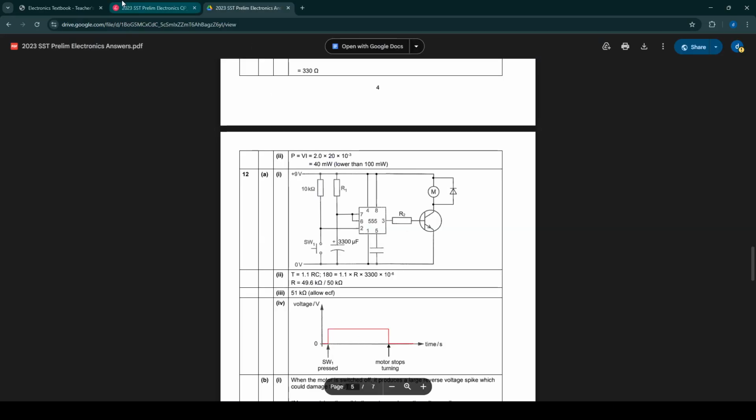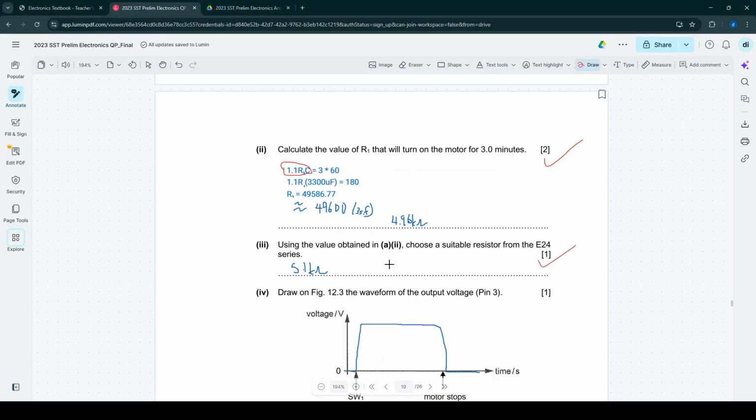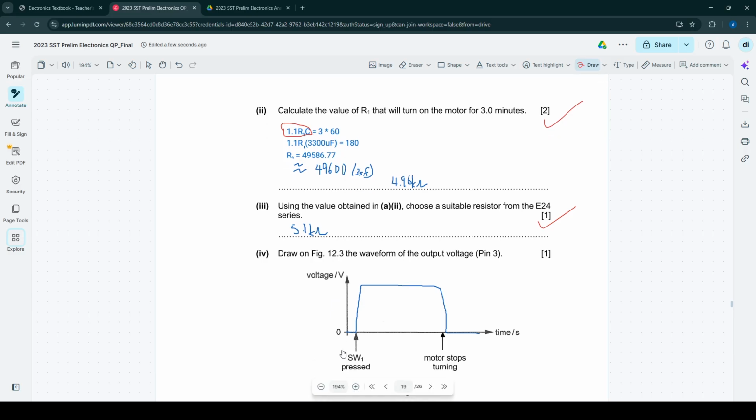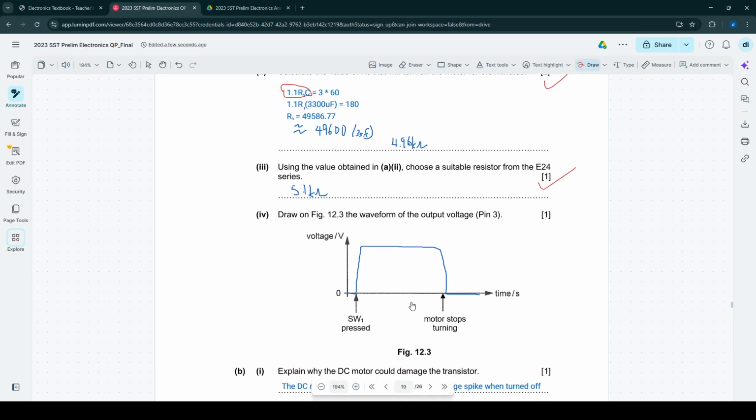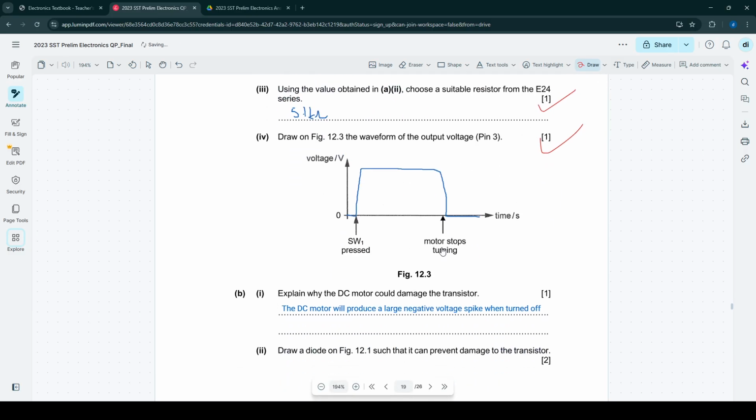Let's see if you're right. Okay, I'm not going to explain why or how he did this. You can watch my E24 series video. I explain in much greater depth. There's no point in going through it now. Okay, draw here the waveform of the output. Yeah, I mean it's pretty simple.